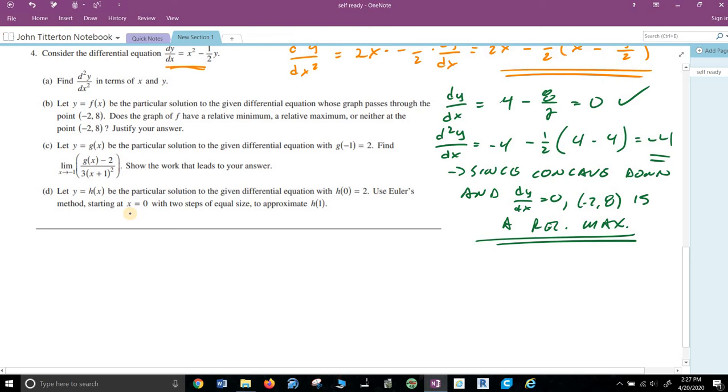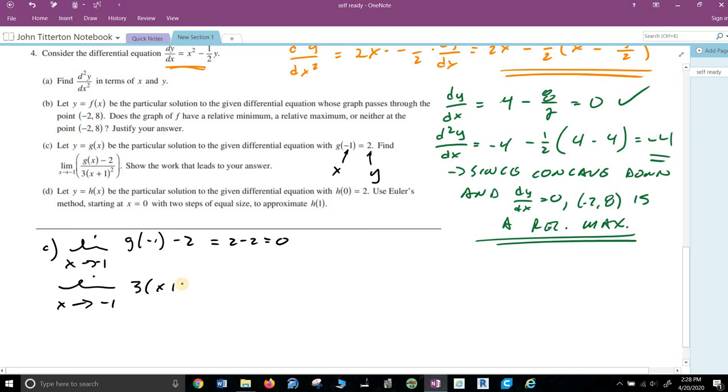You look at this and realize it's going to be 0 over 0 when you plug in negative 1 for x and 2 for y. So here's how they wrote it up. Limit as x approaches negative 1 of g of x minus 2: g of negative 1 is 2, so 2 minus 2 is 0. Limit as x approaches negative 1 of 3 times (x plus 1) squared equals 0. You can write out the math if you want.